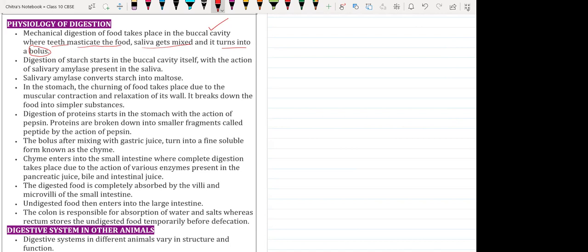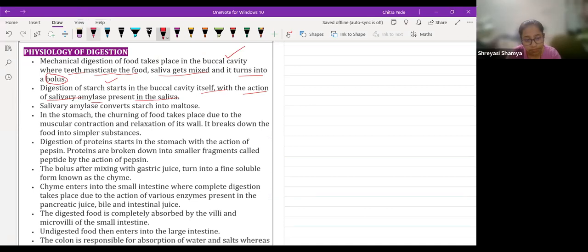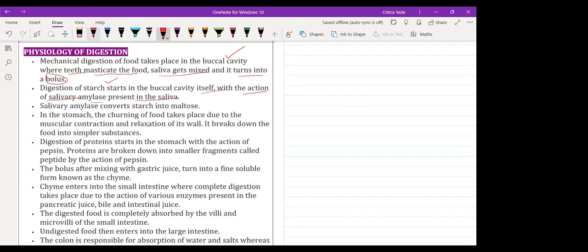Then digestion starts in the buccal cavity itself with the action of salivary amylase present in the saliva. Saliva contains salivary amylase, which helps in digestion of carbohydrate into glucose, the smallest form of carbohydrate. Next, salivary amylase generally first converts starch into maltose.